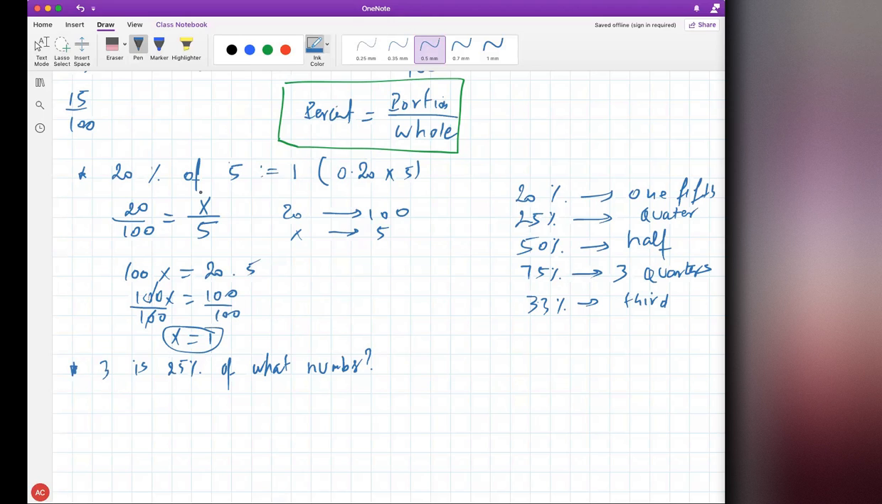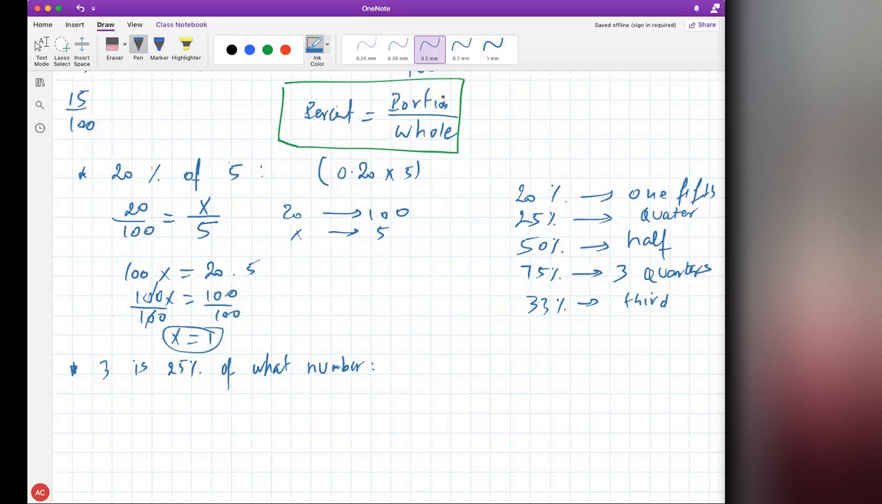So these convenient ones can sometimes be easy to figure out, but if not, we can always use the percentages. Okay, let's put it in a simpler way. This question and this question are different. This one is straightforward: what is 20% of 5? But this one is backwards: 3 is 25% of what number? Basically, we have the answer here. 25% of a number is 3, so we want to find that number.